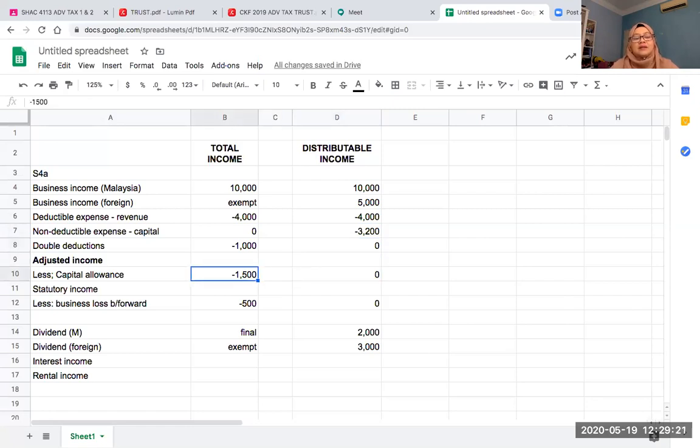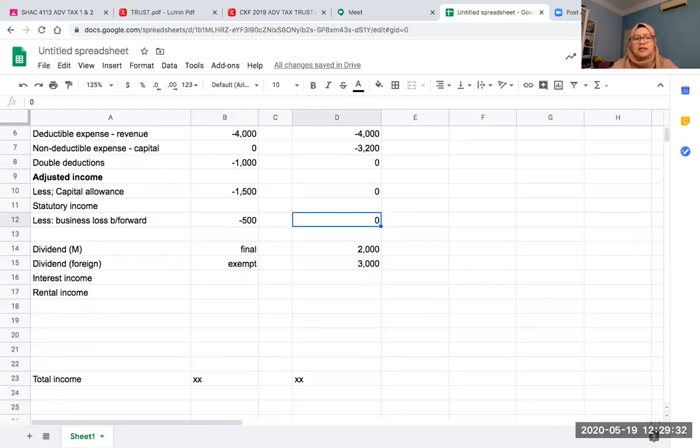Then similarly, with regard to the concept of capital allowance and loss brought forward, all this is under total income, but it's not available under your distributable income. Similarly, for your dividend income from Malaysia, remember I mentioned dividend which is final or dividend which is exempted. Most likely the dividend is final, or foreign dividend will be exempted.